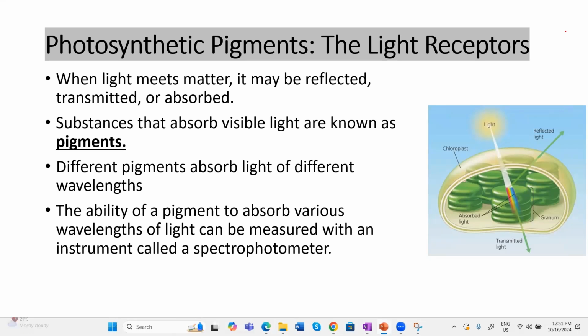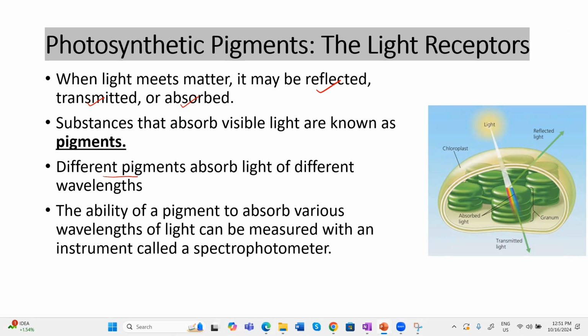Now see, let us go with the basic. First, understand what will happen when the light meets the matter. Either it can be reflected or transmitted or absorbed. Pigments are the substances which will absorb the light. Okay. Now, different pigments are there.